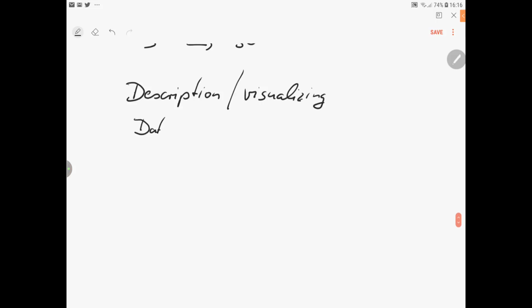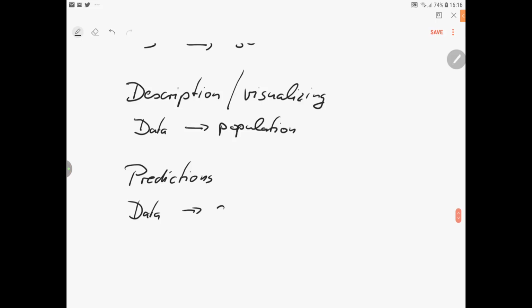I just want to quickly summarize. For description of data, description and visualization, we usually treat the data as a population. For predictions, we usually treat the data as a sample.